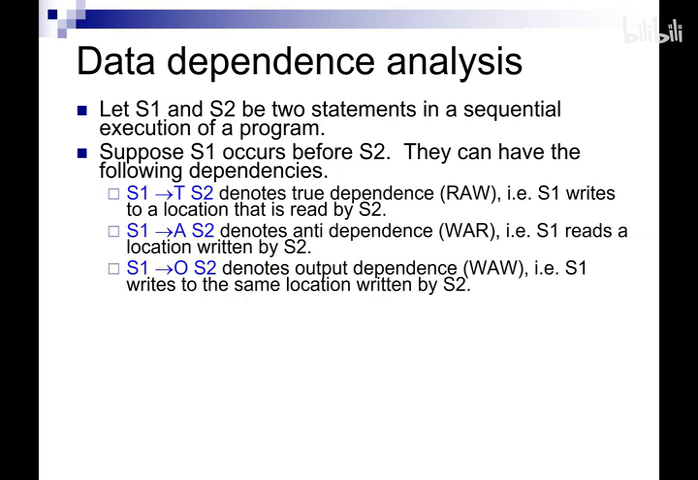Okay, and the third type of dependence is the write after write dependence. This is also called an output dependence, and it is indicated by this arrow with the O. This is basically where S1 and S2 both write to the same memory location.